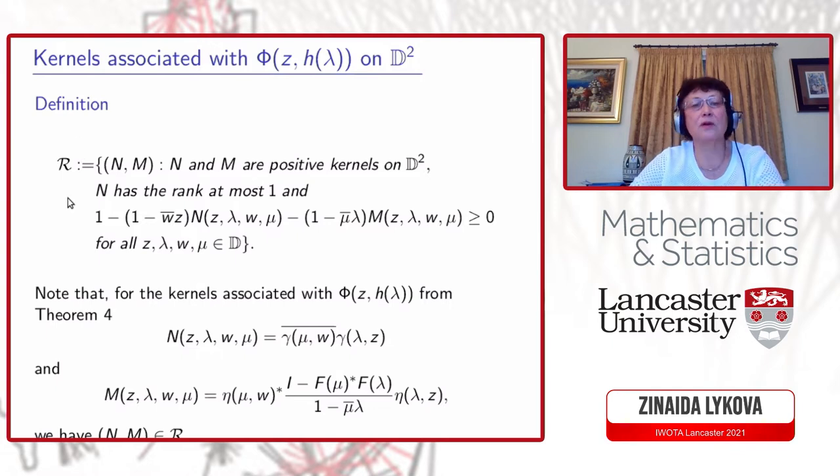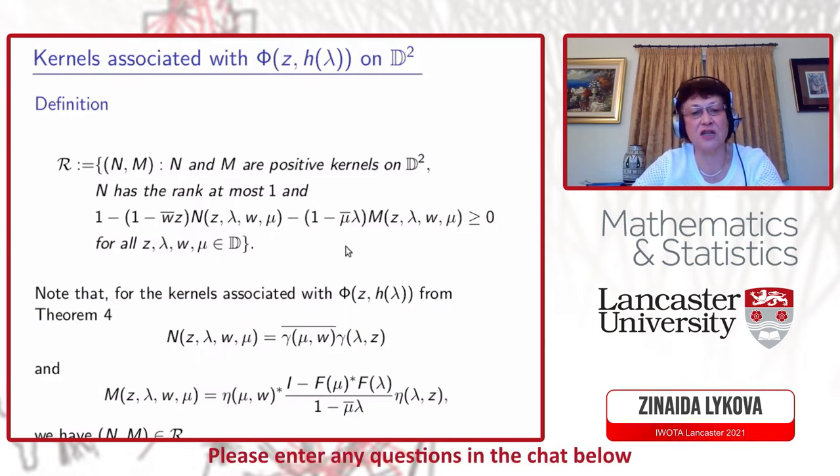So the kernels for this diagram would be positive kernels, and N has rank at most one, because the function phi is linear, and we also have this nice condition. And we can construct it because from a model formula for phi, we can find gamma and we can find eta. So we can construct two kernels here.